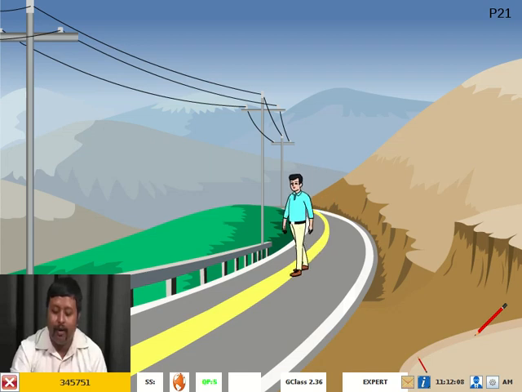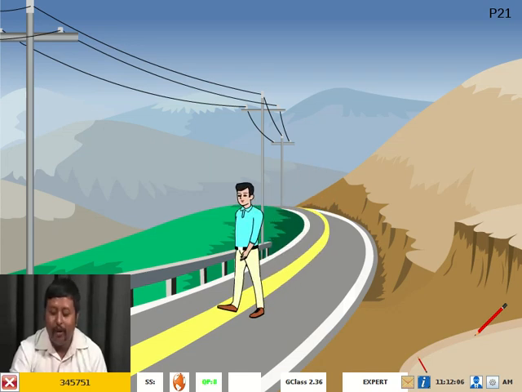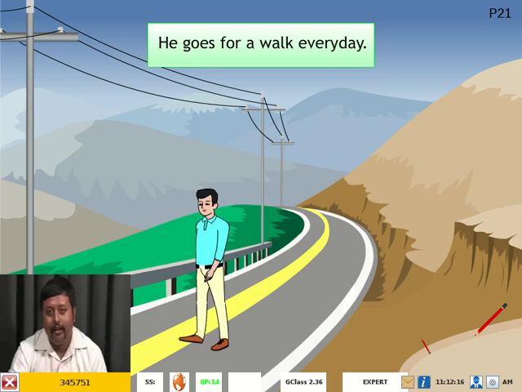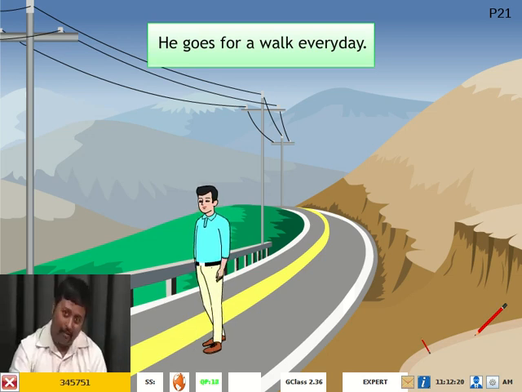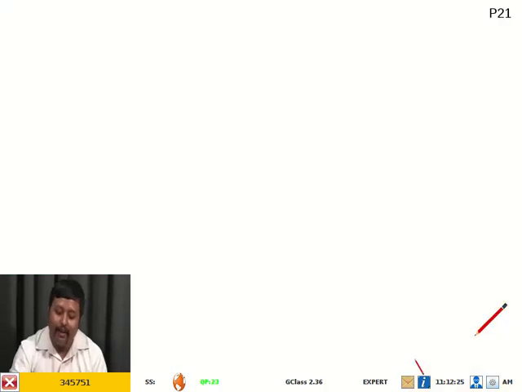Then the next line is what? He goes for a walk every day. Every day means what? Always. So what tense would this be? Again, present tense. Very good.